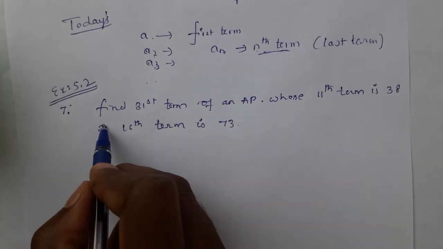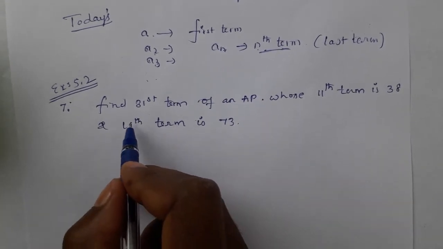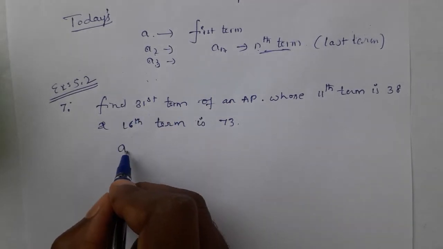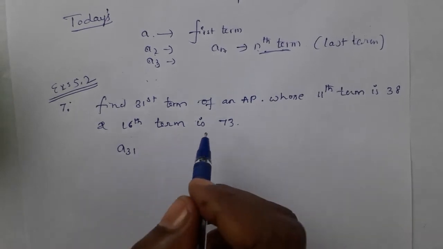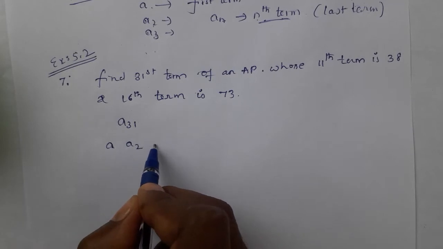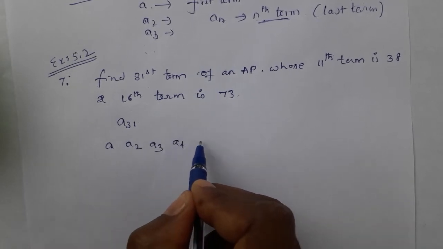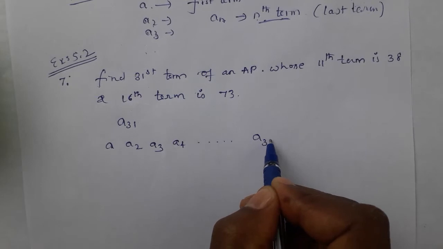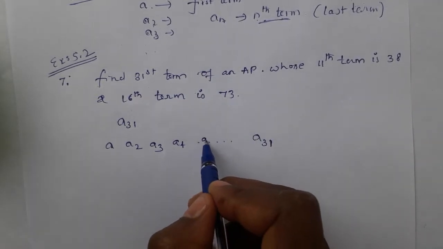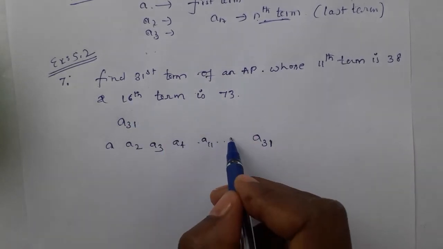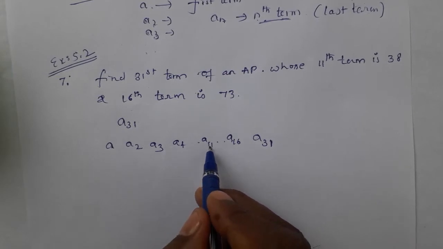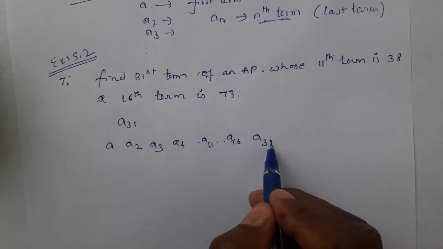So we go for the simple way of writing that was taught in the last class. We'll follow the same thing. 31st term, how to name? A31. Understand, the 31st position sitting is, look here, A, second sitting is A2, third sitting is A3, fourth sitting A4, like that. 31st sitting is A31, 11th sitting is A11, and 16th sitting is A16, like that. A1, A2, A3, A4, dot dot dot, A11, A16, A31.